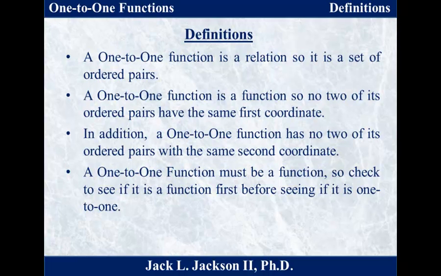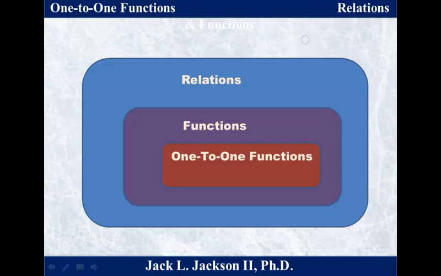Okay? It's kind of obvious that a one-to-one function must be a function first, but notice that we must check to see if it is a function first. Depending on the representation that we're looking at, we have to check to see that it's a function first. And then only if it's a function do we even look to see if it's one-to-one. So, relations are our biggest set that we've been looking at. Then we have a special class of relations called functions, and a special class of functions called one-to-one functions.